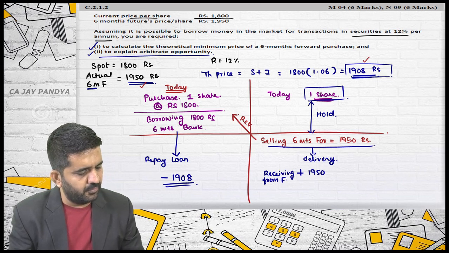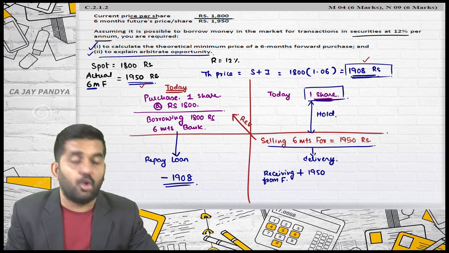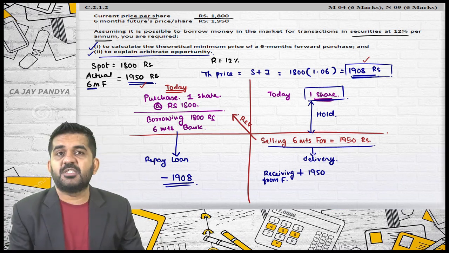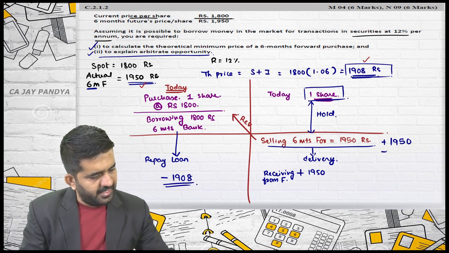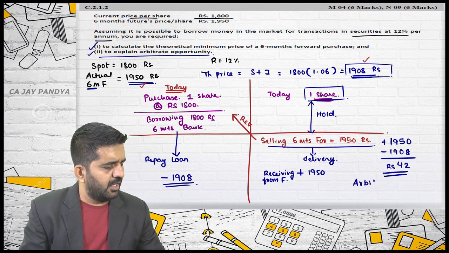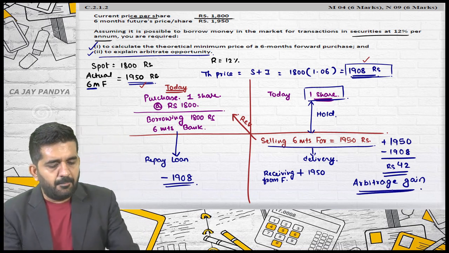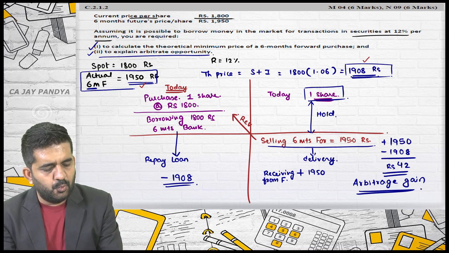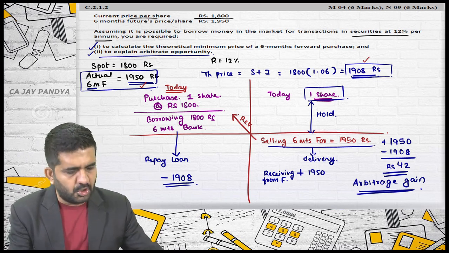from the forward. For receiving this 1950 rupees, what will I have to give? I will have to give a share which I am already holding. What is the difference? Understand. I was receiving 1950. I am paying 1908. 42 rupees is nothing but my arbitrage gain. This is how you do arbitrage if the market has overvalued the forward.